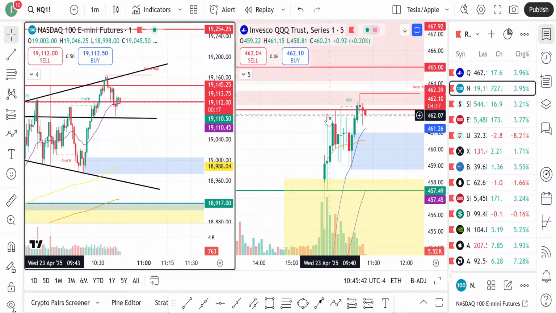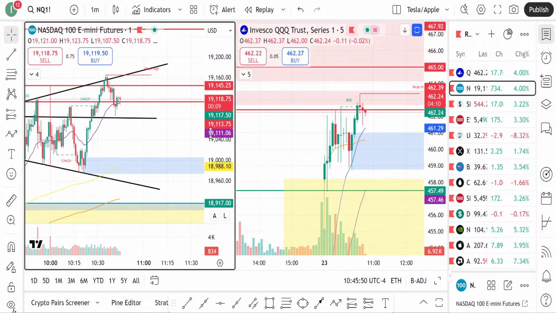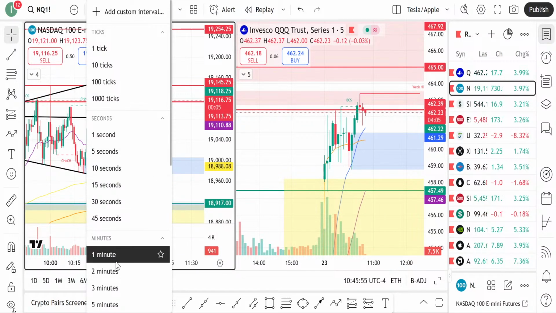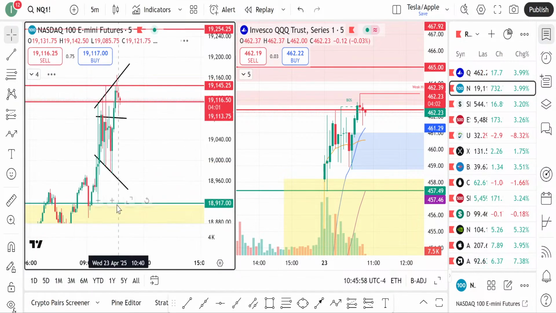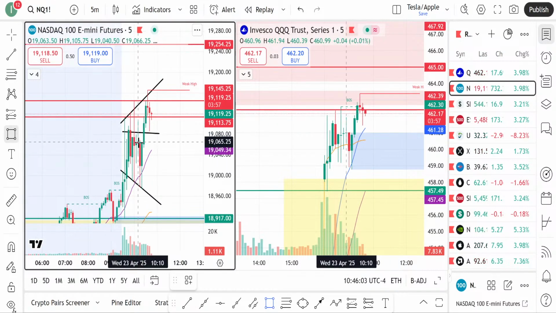Right here we see that we broke above the 15-minute range. There's a fair value gap right here on the buy side on the 5-minute chart. I have the 1 minute here on the NQ. What can we tell? We have a fair value gap right here on the buy side.